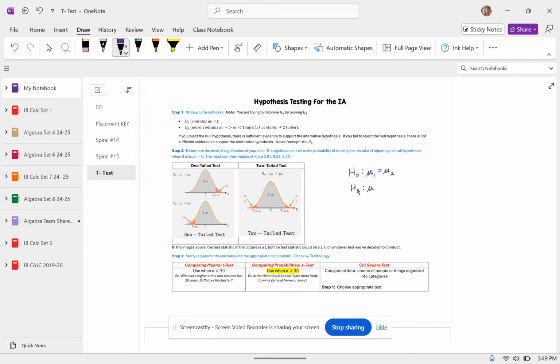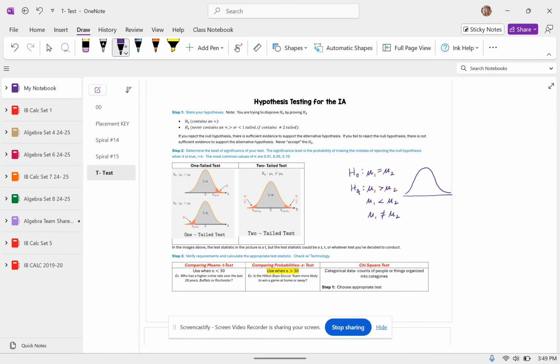You could have alternative hypotheses that look like this. You could either have the mean of the first thing is greater than the mean of the second thing, the mean of the first thing is less than the mean of the second thing, or they're just unequal, but we're not sure in what way. Okay. So if you had the mean of the first thing is greater than the mean of the second thing, think about how many tails you would have on that.